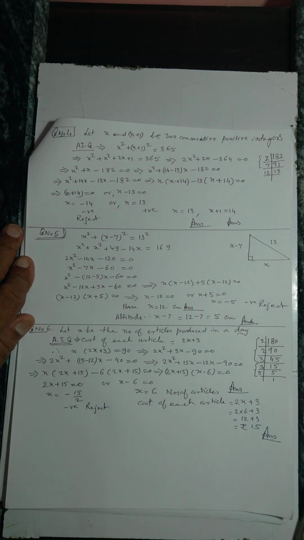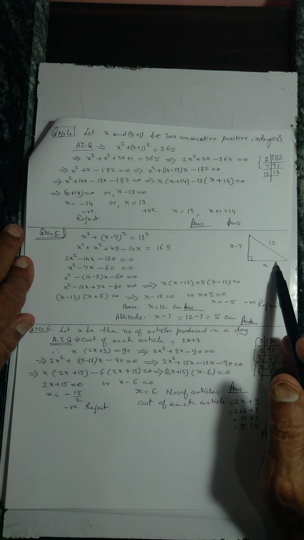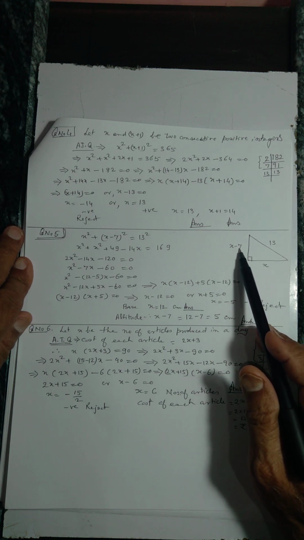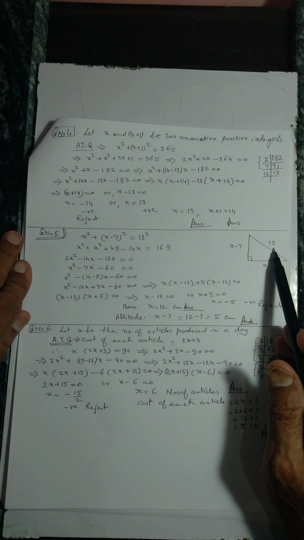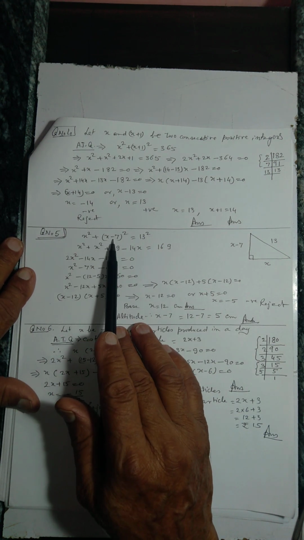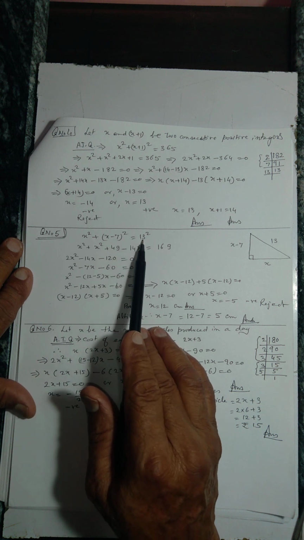Now question number 5. Question 5 states that the altitude of the right angle triangle is 7 cm less than its base. If the hypotenuse is 13 cm, find the other two sides. You see, I have drawn the right angle triangle. Its base is x and altitude is x minus 7 and hypotenuse is given 13. So x square plus (x minus 7) whole square is equal to 13 square.